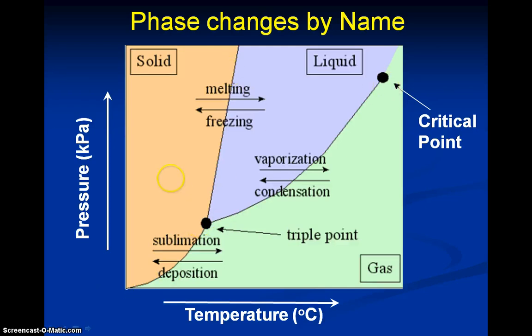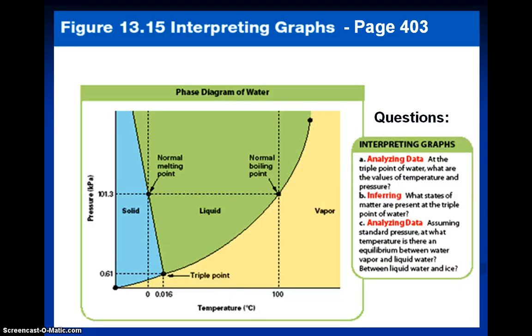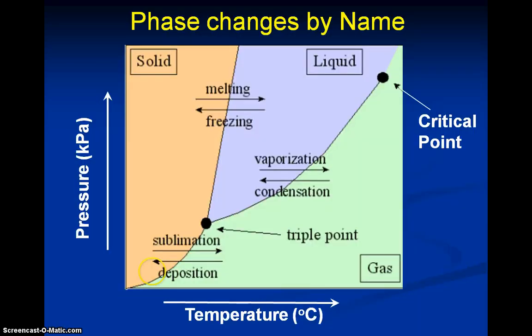So where we have lower pressure here and, oops, sorry, let me go back up. And we've got low temperature, you can see that this whole area to the left here is where the substance is going to exist as a solid. The blue is where it would be a liquid, and then the green is where it would be a gas.